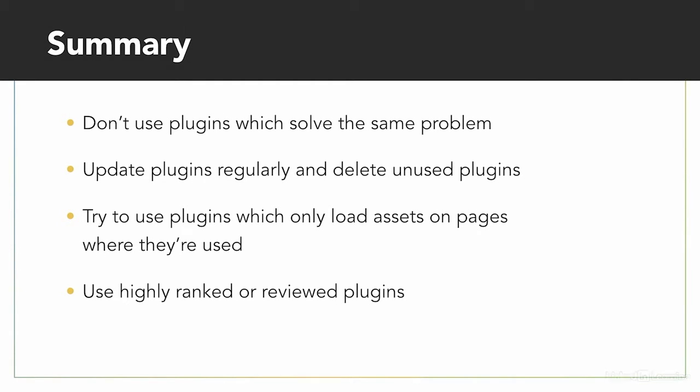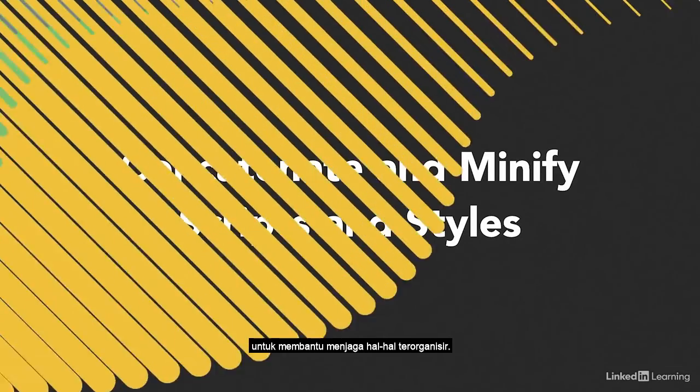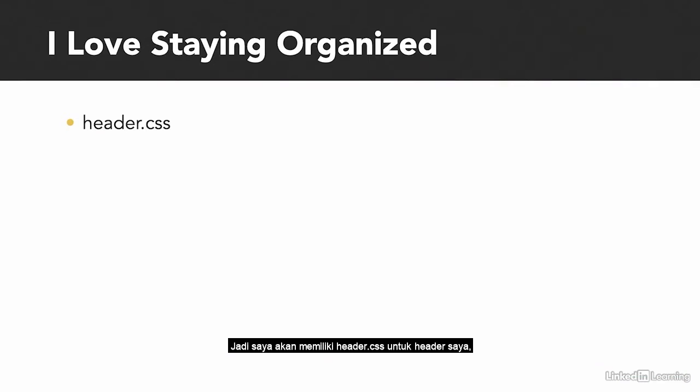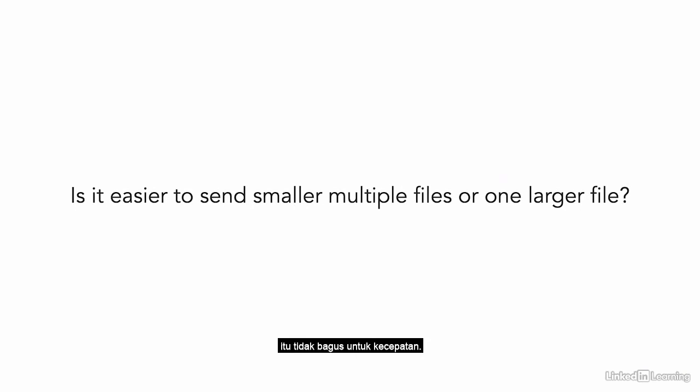Years ago, when I started writing CSS, I used to have a lot of small files to help keep things organized. So I'd have a header.css for my header, a footer.css for the footer, a sidebar file for the sidebar, and special pages like the contact form page would have their own CSS file. And while this is good for my own organization, it's not great for speed. I like to think of the process of web servers sending data to browsers like a very fast version of our mail system.